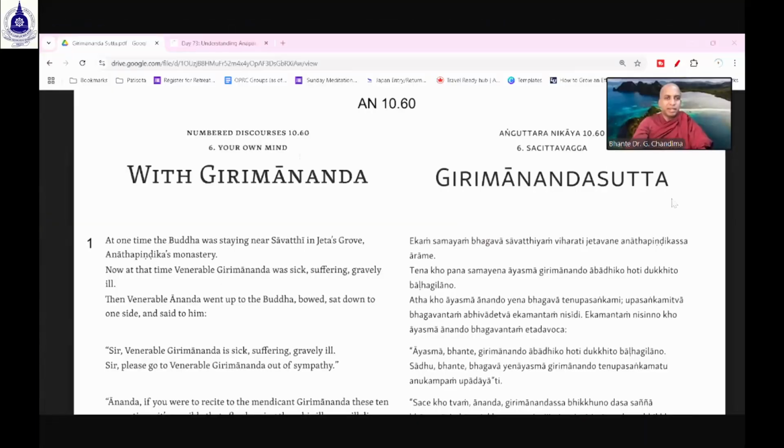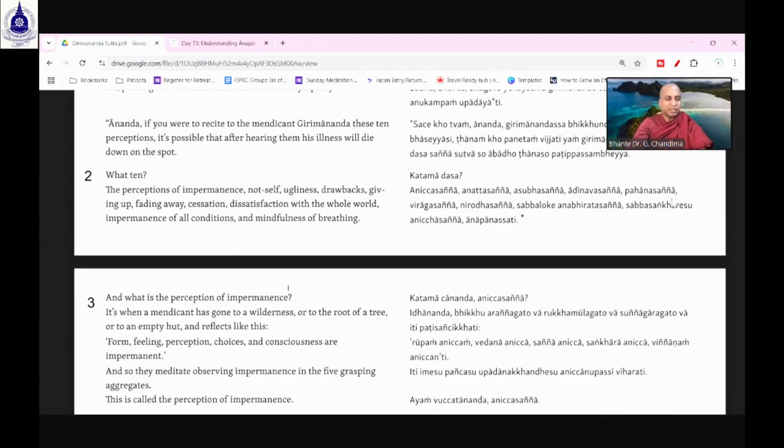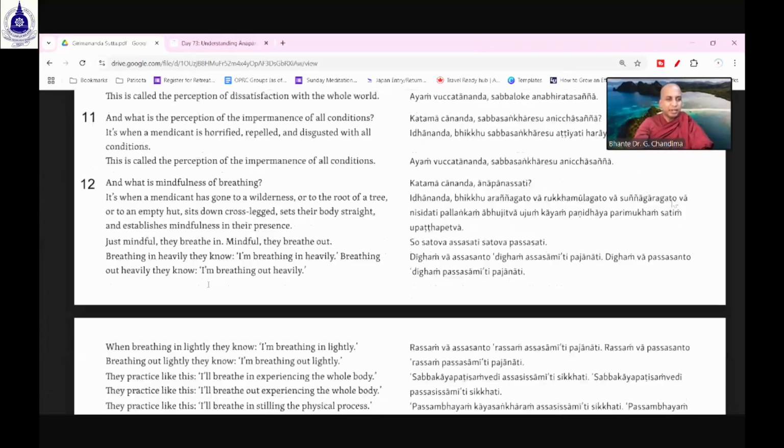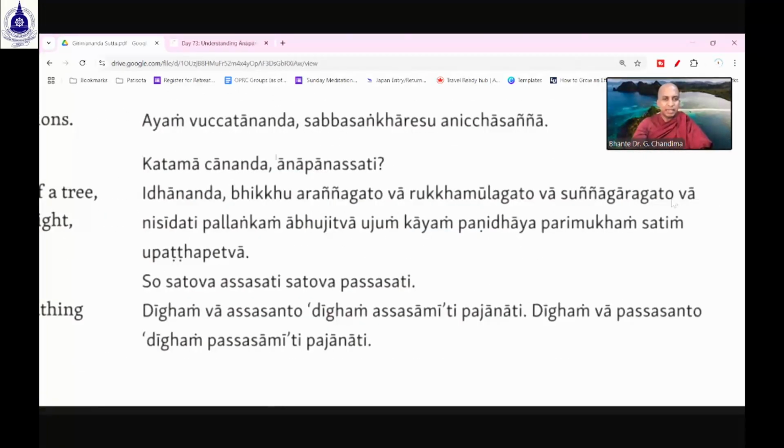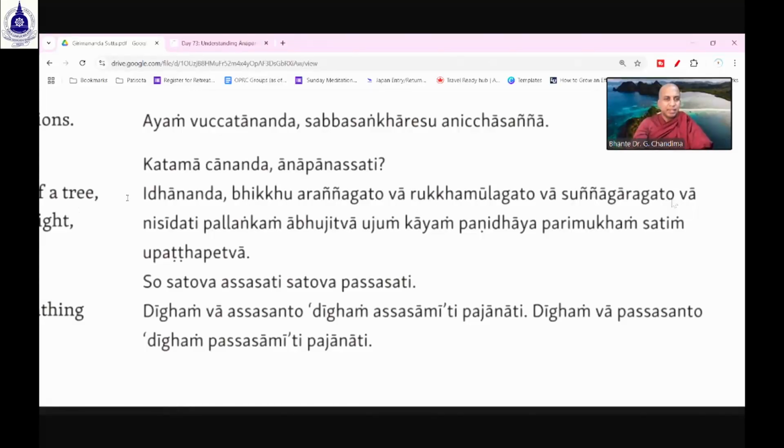Okay, now let's go to the sutta and take a look at how it was given by the Buddha. Anguttara Nikaya 10.60, Girimananda Sutta, and we are going down to the last. Katamachananda Anapanasati. Idhananda Bhikkhu Aranyagatuva Rukkamulagatuva Sunyagatuva Nisidati Pallankam Abhujitva Ujunkayam Anidaya Parimukam Satim Upattapin. I think this part has to be emphasized.